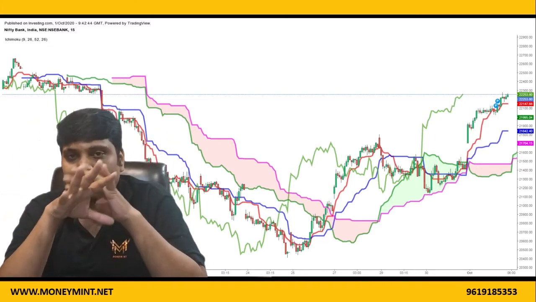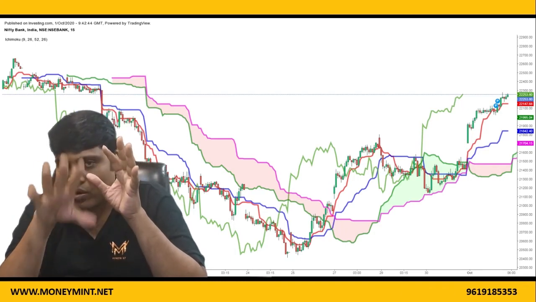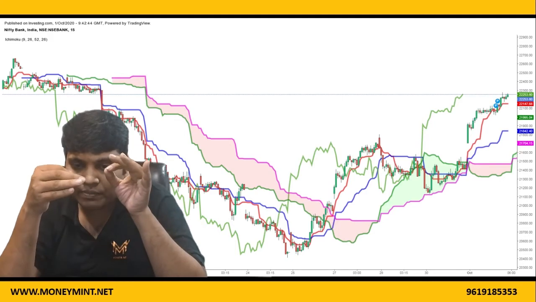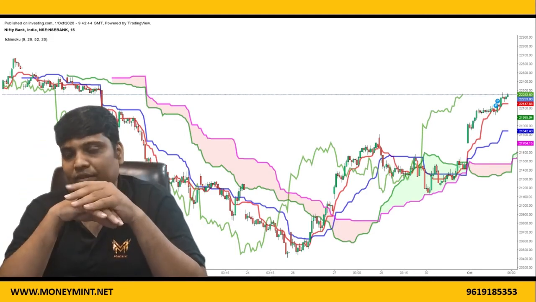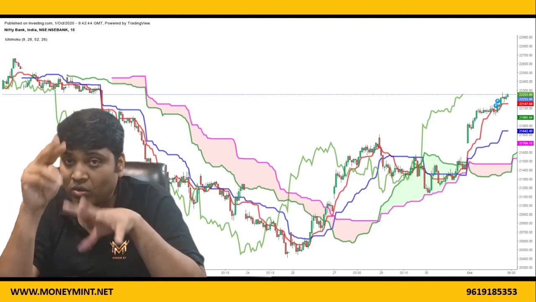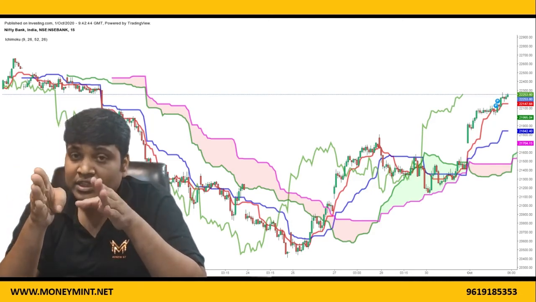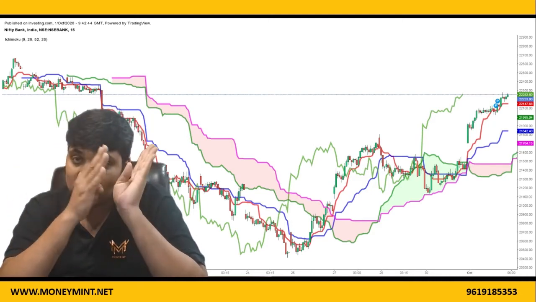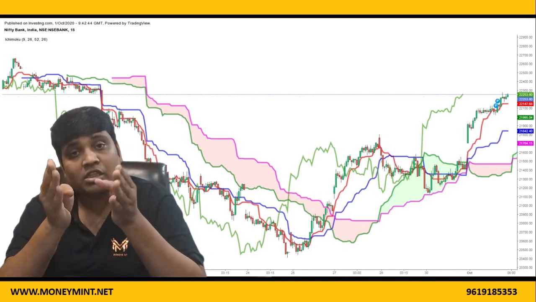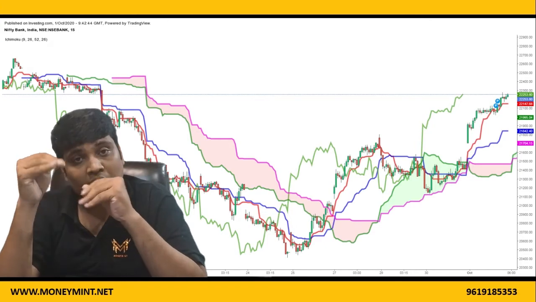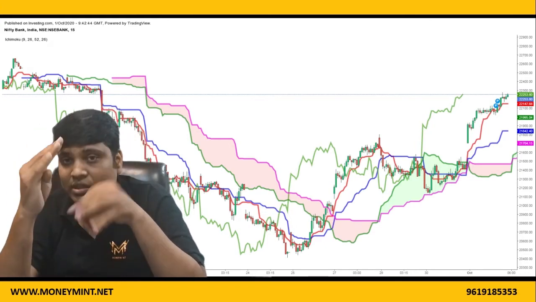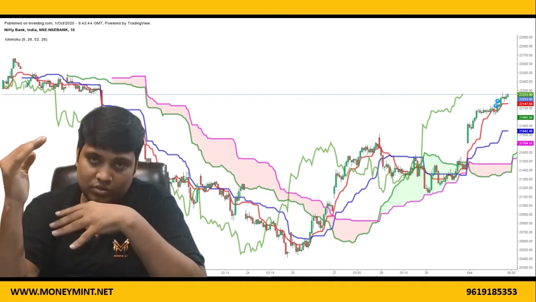So for example, now this red line is below the blue line, and the first indication is the market price goes above the blue line. Second indication is the red line goes above the blue line. Third indication is the green line, Chikou span, is above the price. And the fourth indication is the market goes above the cloud. That is how the reversal happens. And once it goes, then it continues.